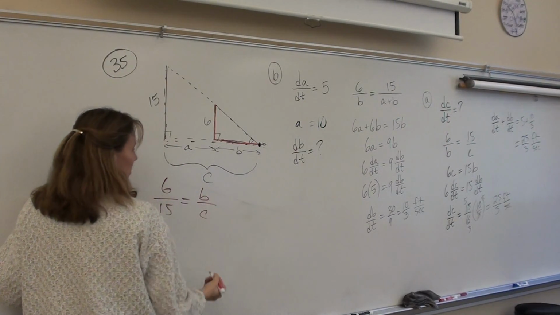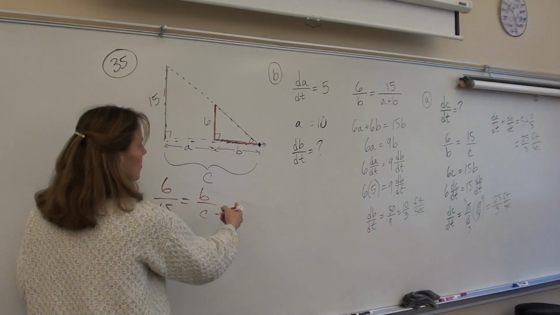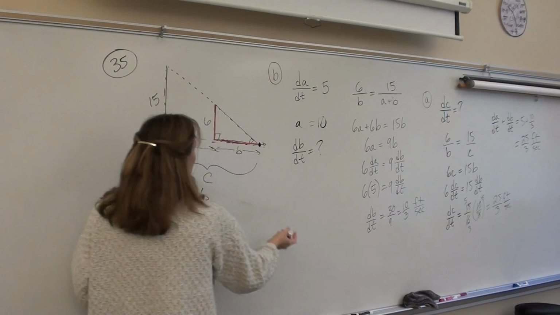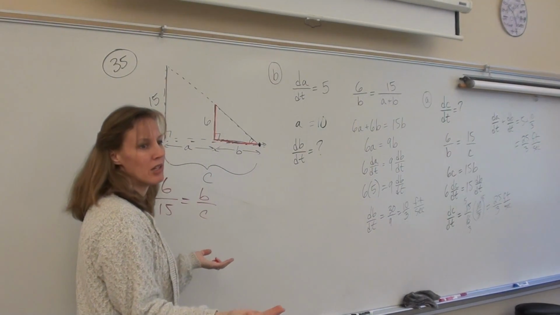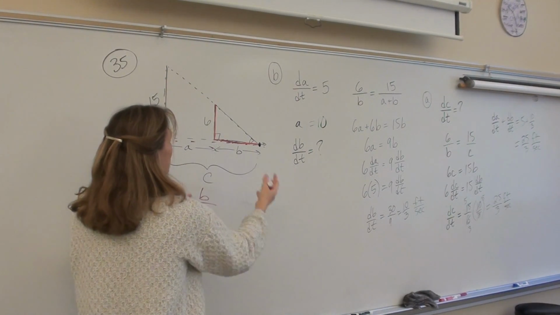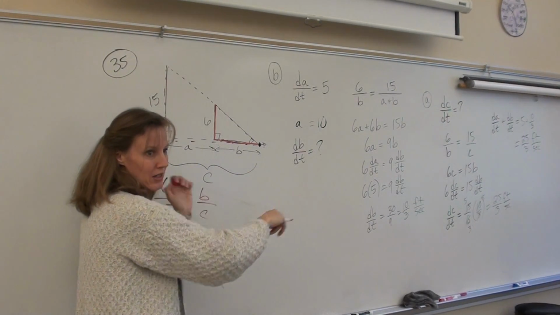Oh, so we could have done 15 over C in the first part of the problem too. Like on part A or part B? Yeah, but the problem is if you use C here, you don't know dC/dt, and so it gets kind of confusing. So I prefer to use A plus B in the first part because you don't know dC/dt, that's what you have to find in the other part.